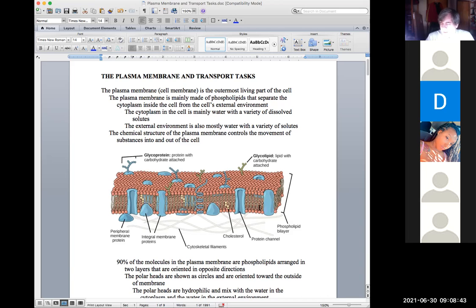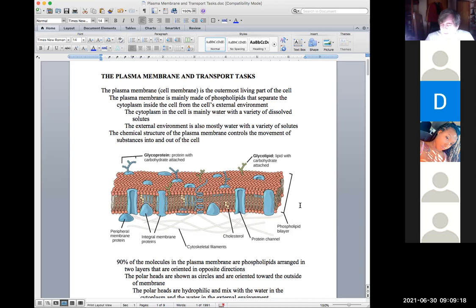And since we know nonpolar and hydrophobic things don't generally mix very well with polar things like water, this means that the water and everything that's in the water in the cytoplasm is trapped on the lower side. The water and everything that's in it in the external environment is trapped on the upper side of this membrane. So the main thing that the phospholipids do is really provide a barrier. They stop things from getting through.